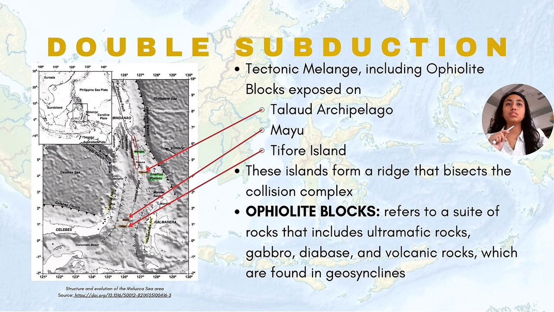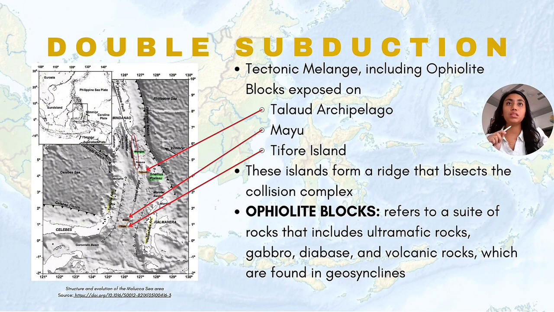So, in the Molucca Sea Collision Zone, one of the remarkable geological features is the presence of a tectonic melange, a chaotic mixture of rock types resulting from intense tectonic forces during subduction and collision. Within this melange, we find ophiolite blocks, which are fragments of ancient oceanic crust and upper mantle rocks that have been thrust onto the Earth's surface. These ophiolite blocks are exposed particularly in the Talud Archipelago, Mayu Island, and Tifore Island. Together, these islands form a ridge that bisects the collision complex.